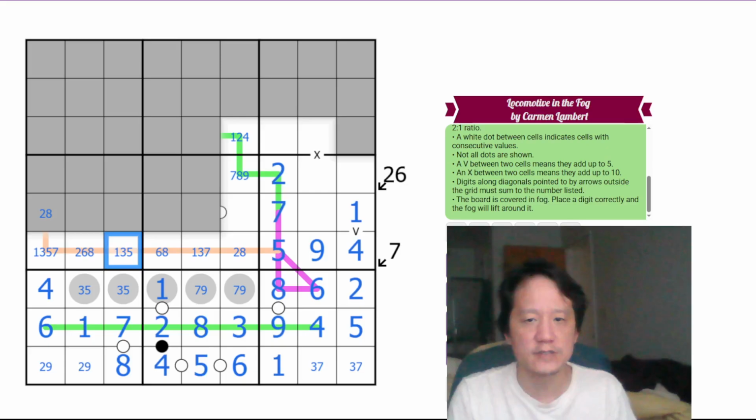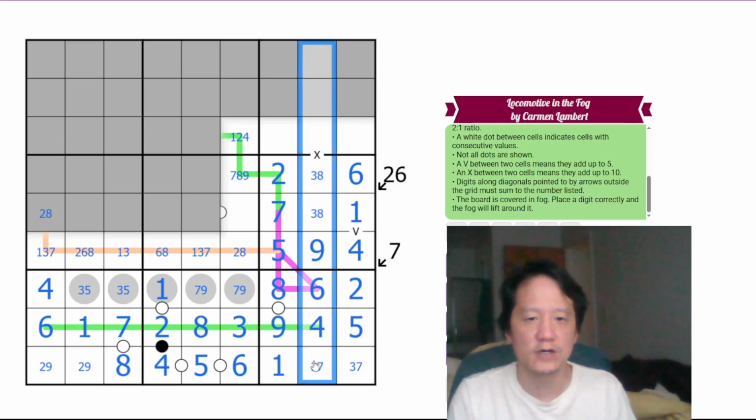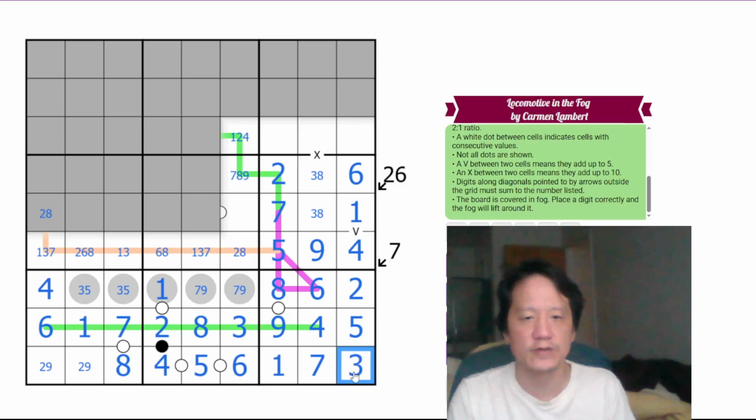This 5 means none of these can be 5. The remaining digits here are 3, 6, and 8. 6 cannot be here. Where is the 6? It has to be in this box. It has to be here. So this becomes 3 or 8, which eliminates 3 and 8 from the rest of the column. So this can't be 3. This is 7. This is 3. That's 3 in the corner.